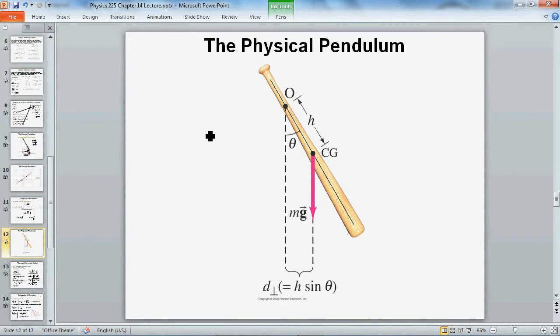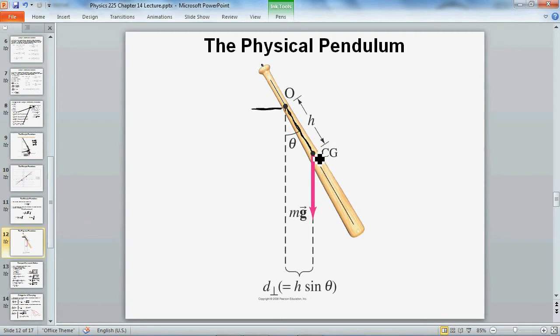And here we're looking at a baseball bat, and you'll notice a couple of interesting things. Here the pivot point is not at the end, and it doesn't have to be with a physical pendulum. So with a simple pendulum, we'd think of the pivot point being up at the top there. And the other interesting fact is that the pivot point and the center of gravity are some distance h away from each other. Now why is that?